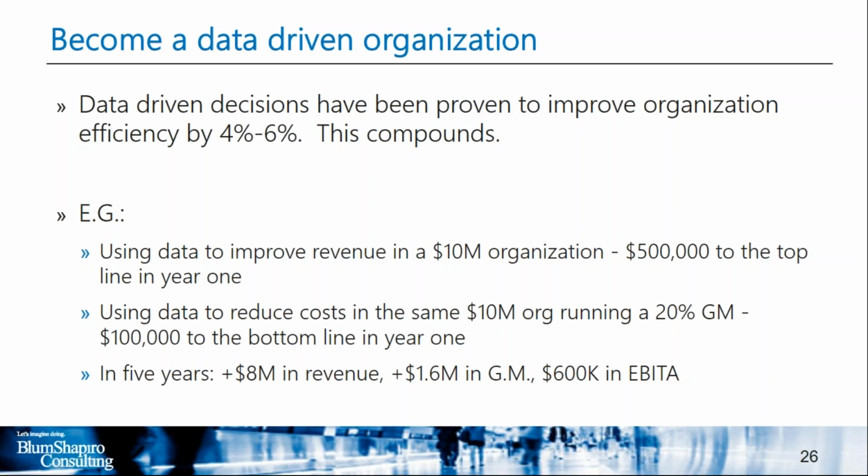Now, what's amazing about this is this compounds, right? It's money that just builds within the organization. In 5 years, that same $10 million organization is going to recognize an additional $8 million in revenue, $1.6 million in gross margin, and then $600K in free money, just straight down in the bottom line.